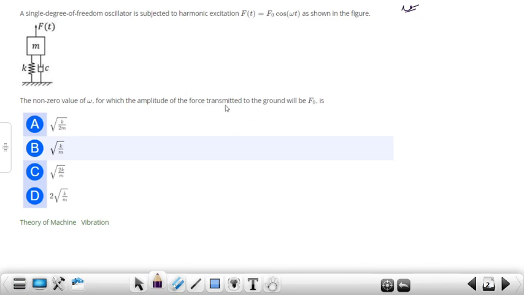As the transmitted amplitude to the ground is F naught, F transmitted is equal to F naught. That means transmissibility epsilon is equal to F_t divided by F naught. As F_t is equal to F naught, transmissibility is equal to 1.